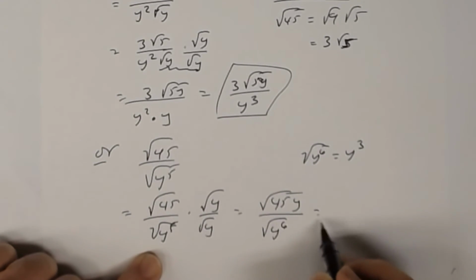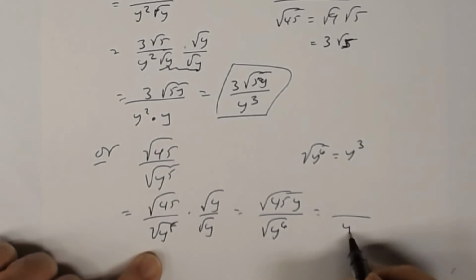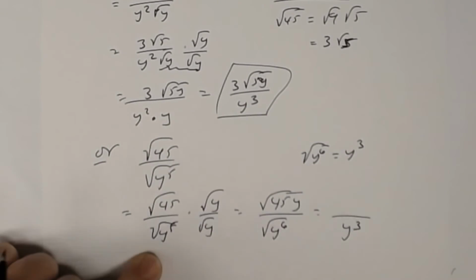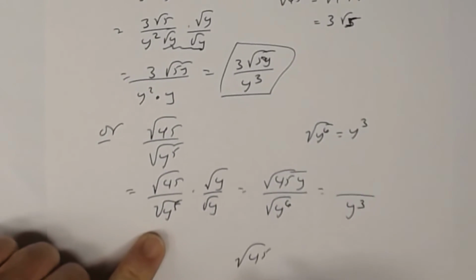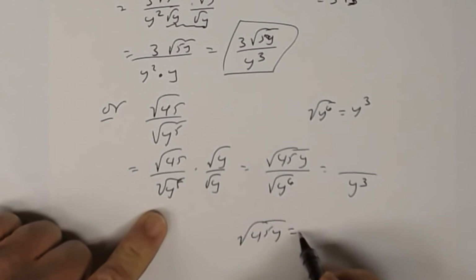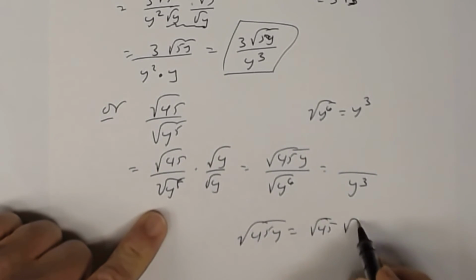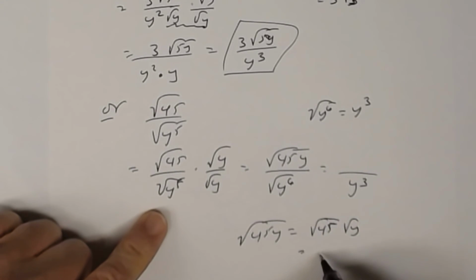And then simplifying the square root of y to the 6th, we get y to the third, which is the denominator. And then simplifying the square root of 45y, that becomes the square root of 45 times the square root of y, right? And then the largest perfect square that goes into 45 is 9, so you get the square root of 9, square root of 5, square root of y. And so you get 3, and then this is just the square root of 5y.